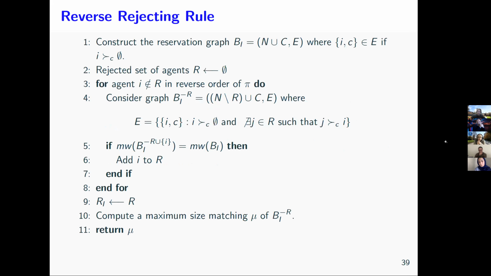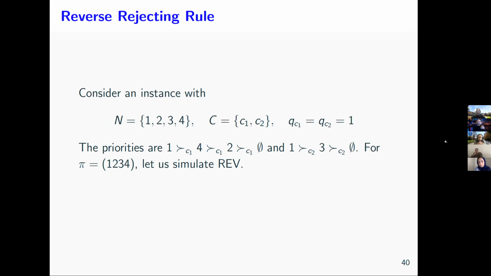So this is the pseudocode for this particular rule, but since this is very much a computer science centric view of formulating a rule, I think it'll be easier if I give you an example to show how this particular rule works. We'll start with a problem instance which has 4 agents, 1, 2, 3, 4. We have 2 categories, C1 and C2, and each of these categories has a capacity of 1. The priorities are as follows: 1, 4, and 2 for category C1, and for category C2, the highest priority is agent 1 and then agent 3.